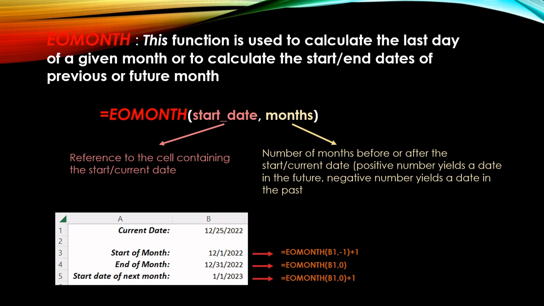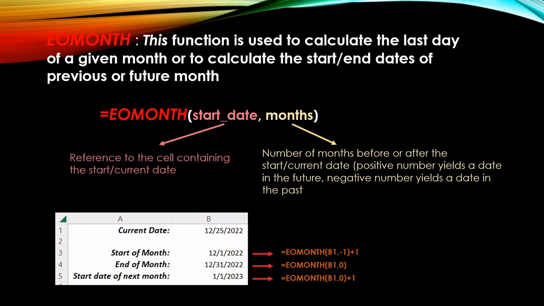Today we have the EOMONTH function to learn here, which calculates the last day of a given month. It can also be used to calculate start or end dates of the previous or the future month as well. Syntax wise, there are just two components of this formula. It starts with your start date, that can be the current date. It can be a random date as well. It can be a cell reference to a cell containing a date, and then the month component, which is the number of months before or after your start or current date.